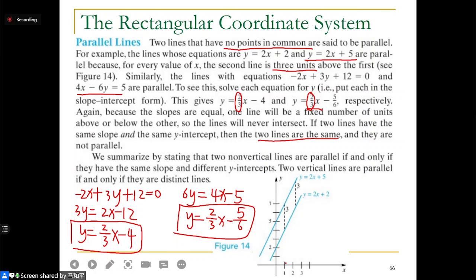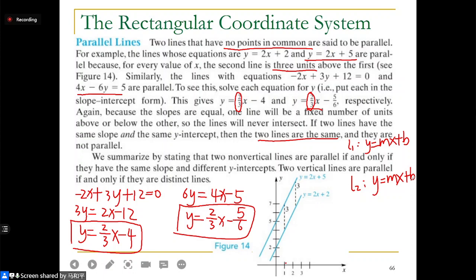For example, L1 has the equation y = mx + b, and L2 has the same slope, so we can write y = mx plus the same y-intercept. So b is the same, and L1 is equal to L2. They are the same line, so they are not parallel, right? Just one line, not two lines.